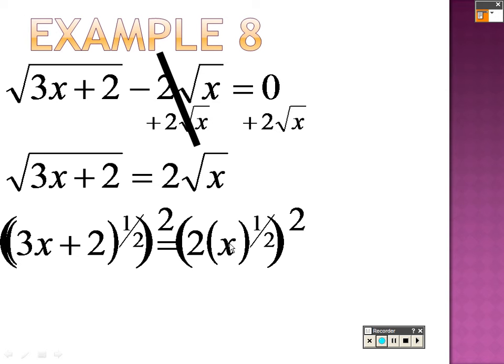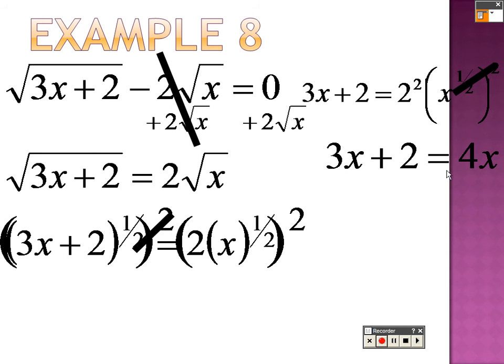But remember, I have to square everything on this side. Well, this is easy. A half and a 2, that cancels out. So all I have left on that side is a 3x plus 2. But what it's kind of hard to see over here is this 2 needs to go through to both items. So notice how this 2 goes through to that 2 to give you 2 squared. And a half and 2, they're going to end up canceling out, leaving you with just the x. So really, that's why you end up with a 4x on this side. Because this 2 has to go through. 2 squared is 4. And square and a half they cancel out, leaving just the x underneath.